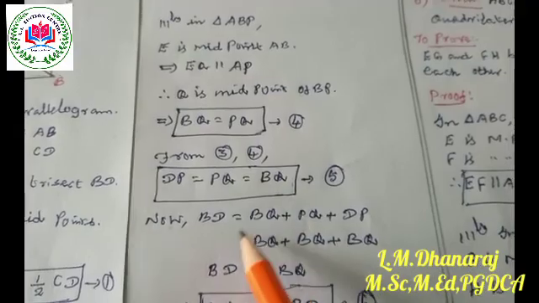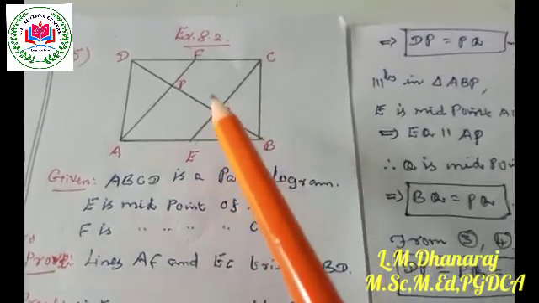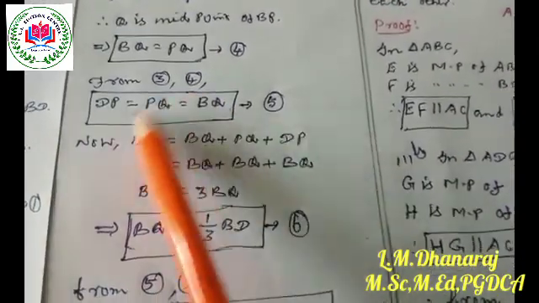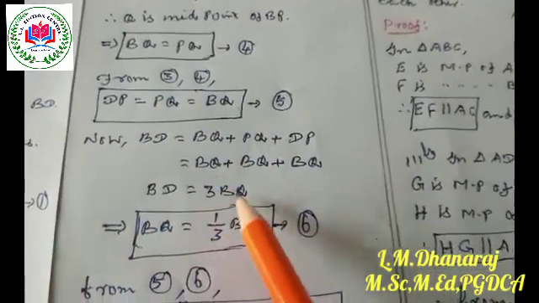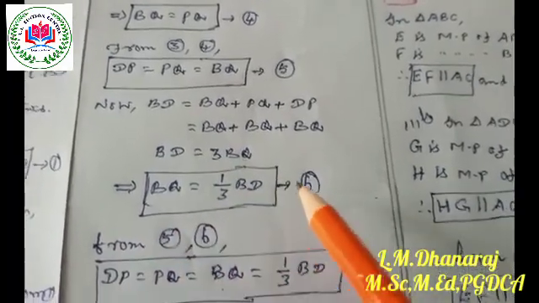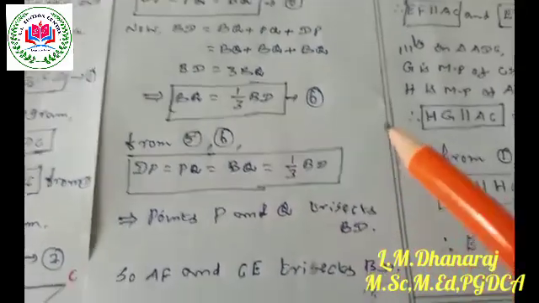Now the diagonal BD is equal to BQ plus PQ plus PD. Which means we can replace, because all the three are equal, with 3 times BQ. Therefore, BQ is equal to 1 by 3 times of BD. Make it as equation number 6. And this proves that DP is equal to PQ is equal to BQ is equal to 1 by 3 times of BD, which makes the trisection.